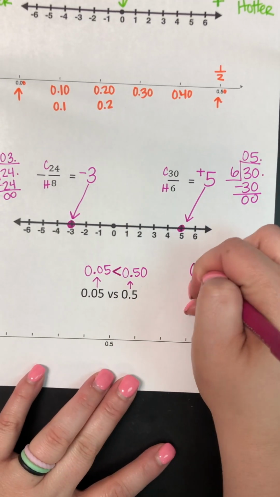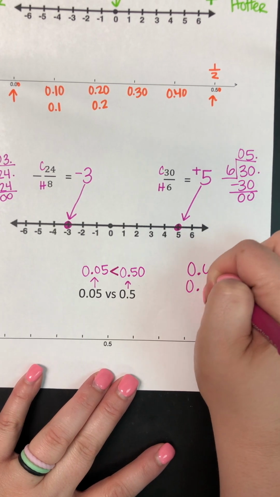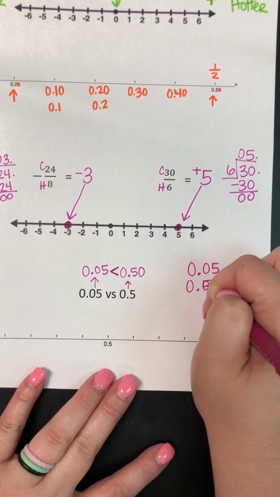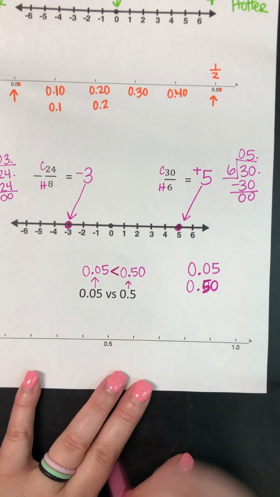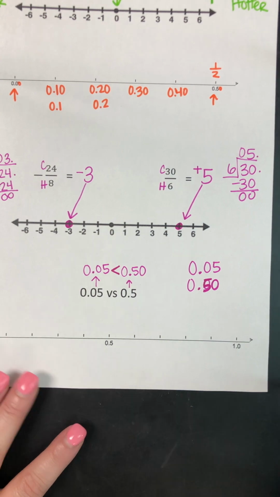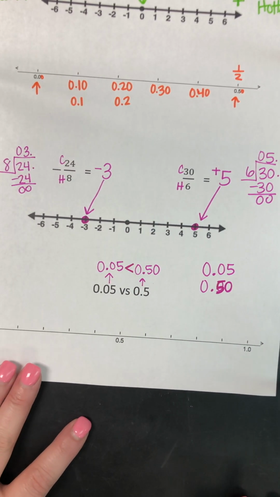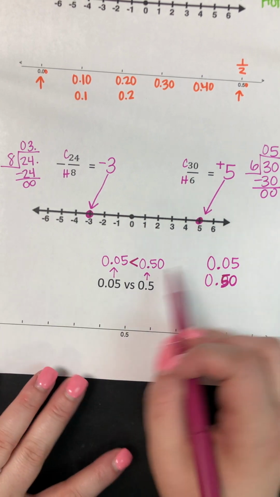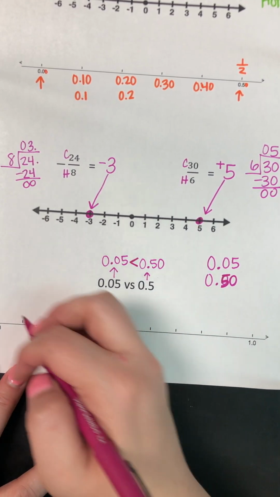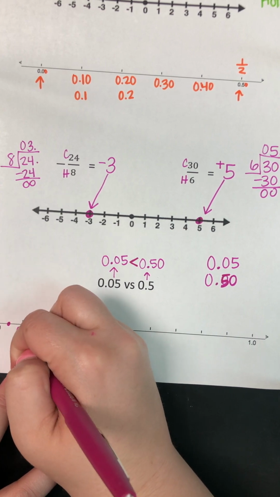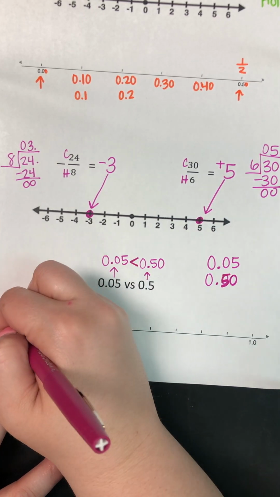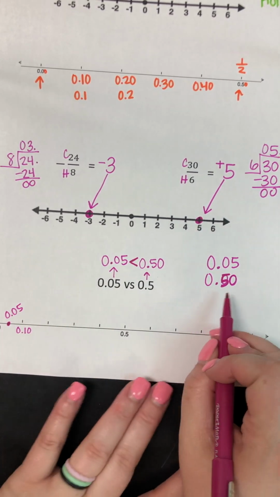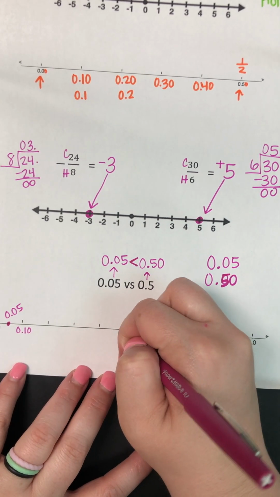If it helps, line them up where you stack your decimals. So 0, 5, or 5, 0. Okay, remember the tenths place is bigger. All right, and then if we were to graph these on our number line, one thing you need to focus on is that 0.05 is going to be over here in between 0 and 10 cents. Okay, right? 0.05 is our 5 cents. But 50 cents is right here in the middle.